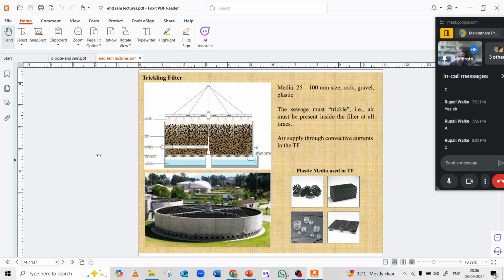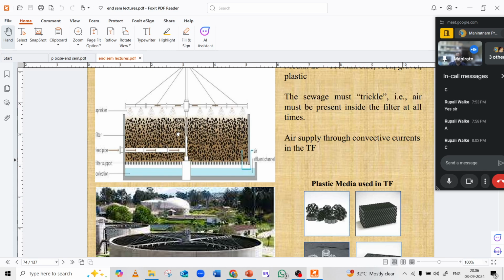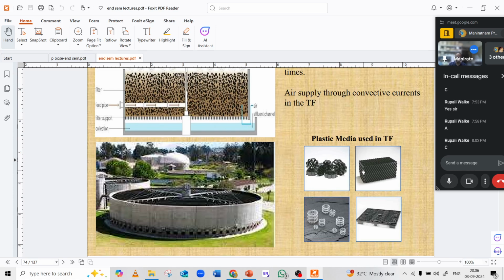So see, this is my trickling filter. Wastewater will be coming there. You are able to see my screen now. You can see there will be a chamber. There will be some media, and the media will be like this kind of thing.